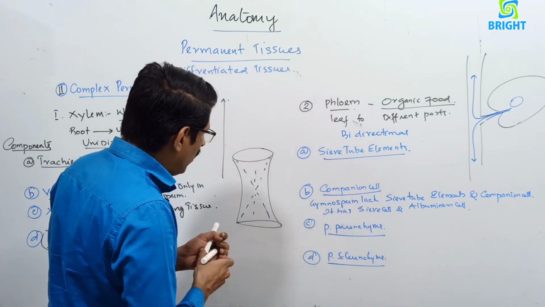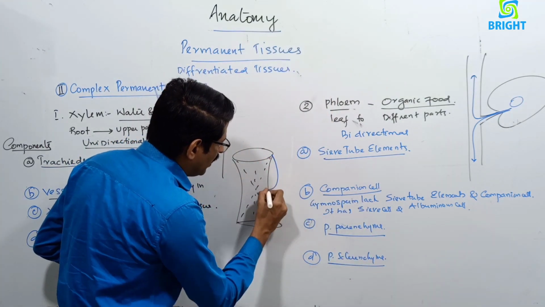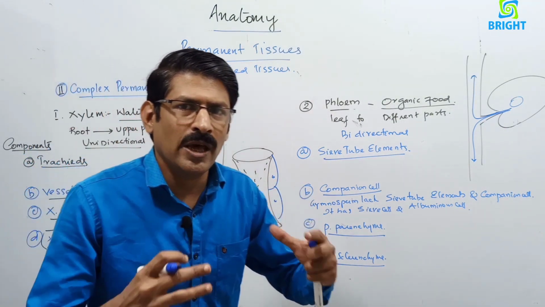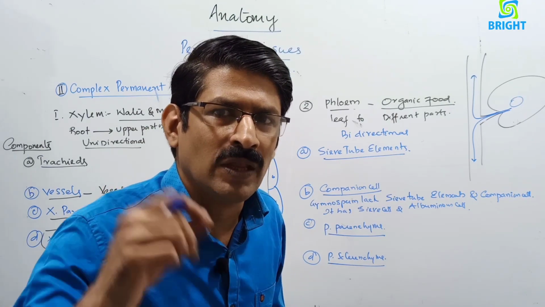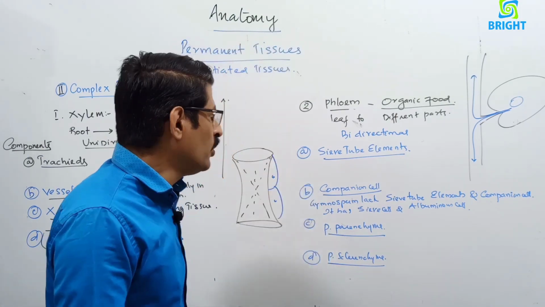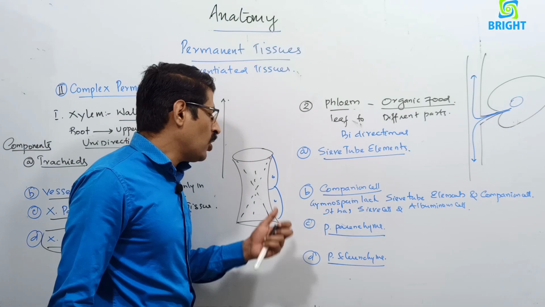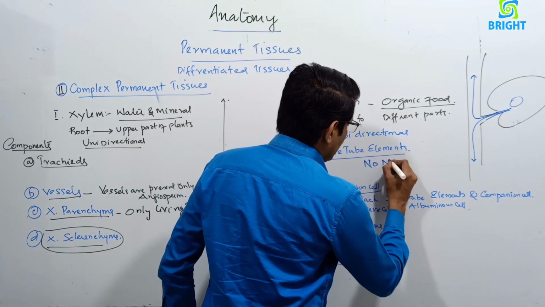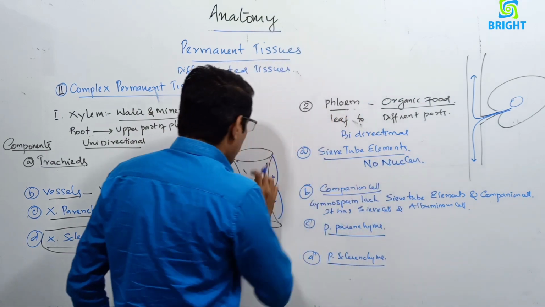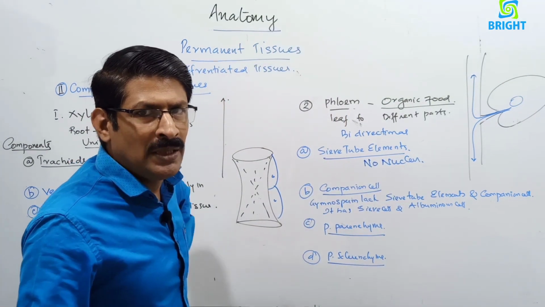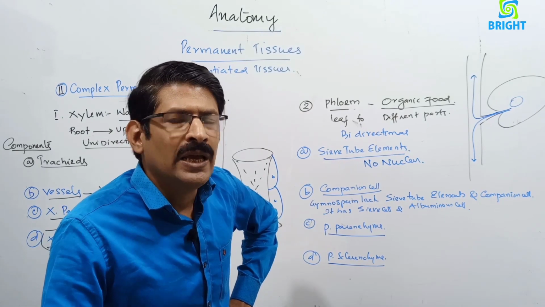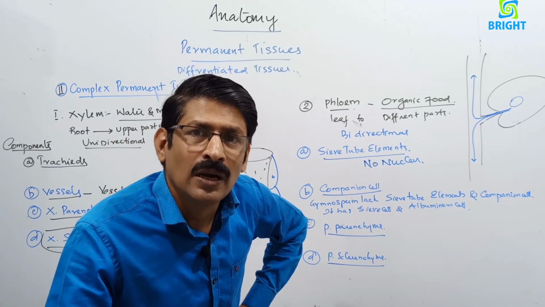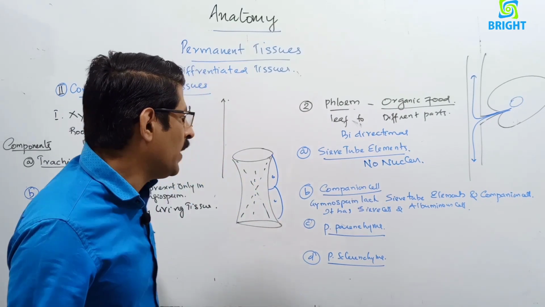Companion cell is always seen associated with the sieve tube element. They are closely associated because the functions of the sieve tube elements are controlled by the companion cell, because the nucleus of the sieve tube element is absent. No nucleus, but it is the major transporting element for the food material in the plant body.